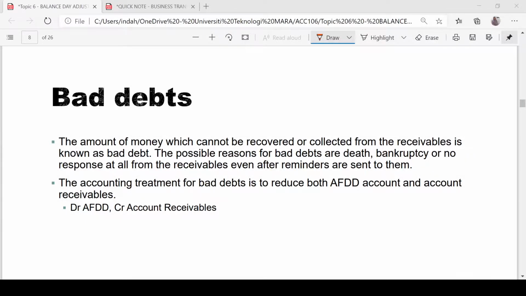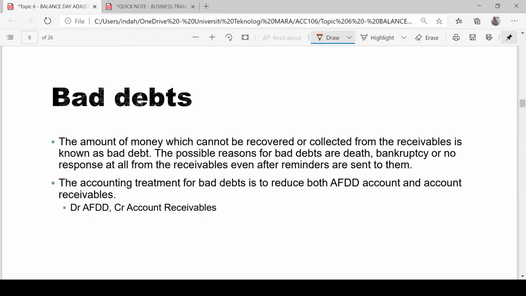Okay, so let's continue with another adjustment for account receivable, which is bad debts. Bad debt is the amount of money that cannot be recovered or collected from a receivable. The possible reasons for bad debts are death, bankruptcy, or no response at all from the receivables, even after reminders are sent to them. So the company has decided to recognize this amount as bad debts.